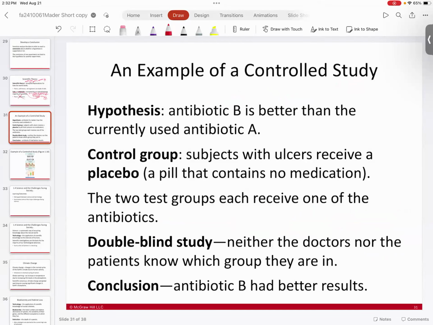Okay. So when you take a look then at your controlled study, you have a hypothesis, an example of one where we have an antibiotic. So we're going to use antibiotic B versus A, and we would test to see whether or not A is better than B or B is better than A. So what we're going to do is basically use a control group. That is essentially an individual who gets a placebo, which is essentially a pill that does not have any medication in it. So it's kind of a neutral pill. And then you're going to have two different experimental groups. One is going to have antibiotic A. The other one is going to have antibiotic B. So you have three groups.